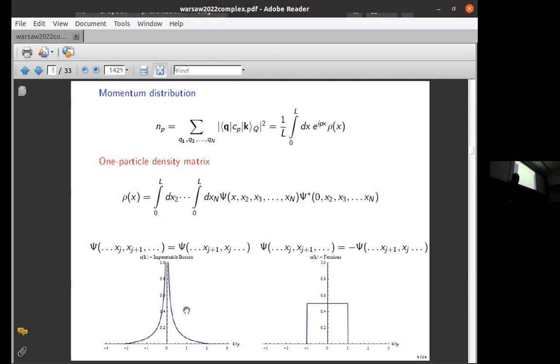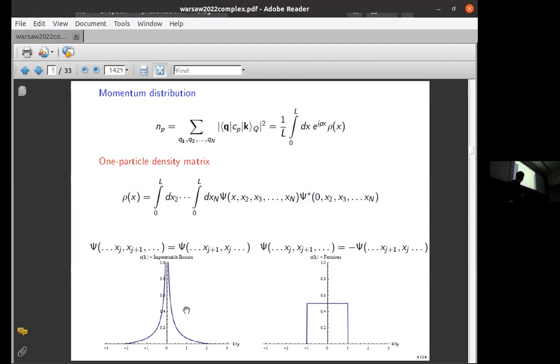For bosonic statistics, we will have this one observable distortion, while for fermions, we will have basically the Fermi distribution. So this is for independent particles. Now let's see what we have in our case.